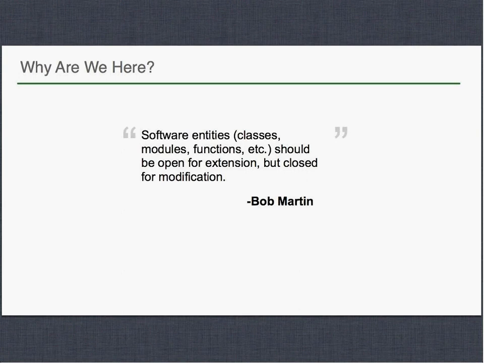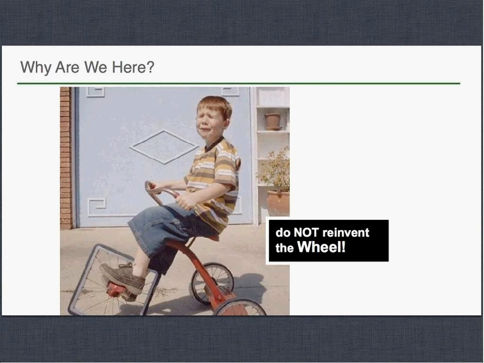Spring is a framework. I like the definition given by Bob Martin for a framework. He says software entities, classes, modules, functions, etc. should be open for extension but closed for modification. We're of course also here because above all else, we should strive to not reinvent the wheel. If you reinvent the wheel, bad things happen, and there's rarely any reason to. With today's applications becoming ever more complex with a lot more moving parts, everything you can reuse is a win. You save a lot of time, you'll save a lot of energy.